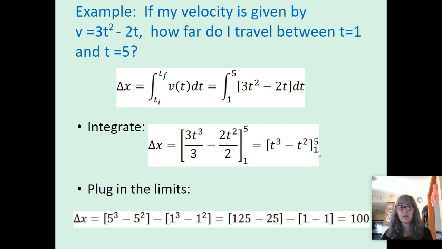Now, oftentimes it starts from 0, which means that this term would be 0, but here it's 1 because I wanted to show you how it works. So then this is 1 cubed minus 1 squared. I can then simplify that, and I end up with 100 because minus 1 is just 0. So it's just 125 minus 25. That's going to give us 100.